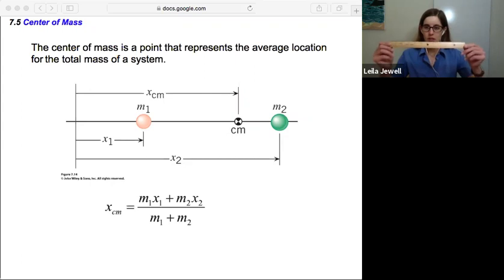So with my ruler, for instance, the quick way within a long object like this to find the center of mass is actually just support it with two fingers and then move those fingers closer and closer together. And where they meet is the center of mass of the object. And it's right in the middle for this ruler because the ruler is a uniform distribution of mass. So this is saying that we have equal mass on this side versus equal mass on the other side.